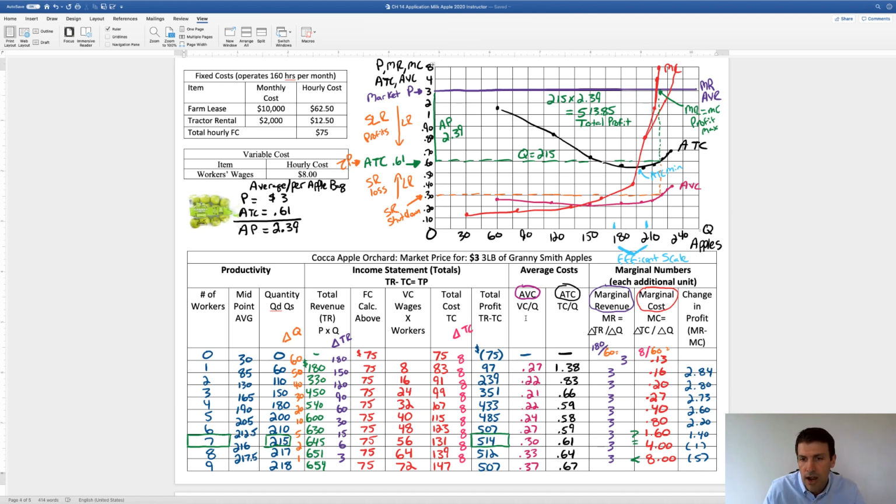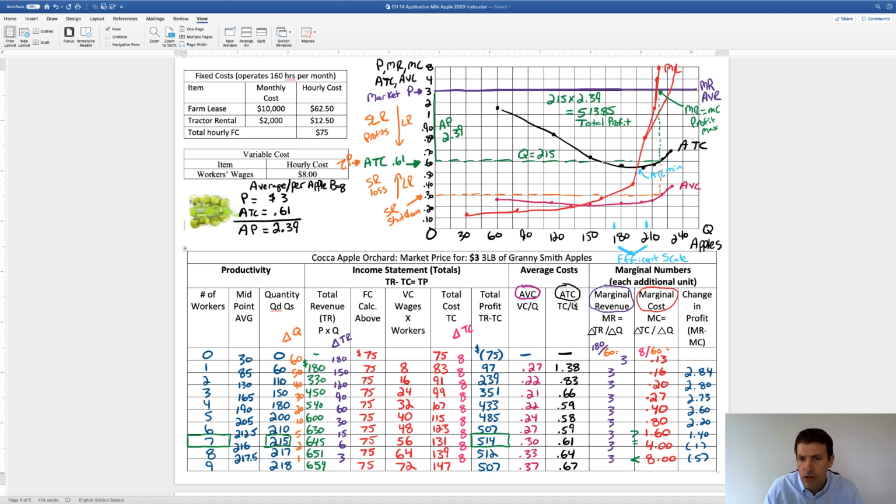So the first one I graphed was my average variable cost. Again, that's 27 cents and 60. So that's right about here. 22 cents and 110 about here. So you see that in the purple here. That's my average variable cost curve.